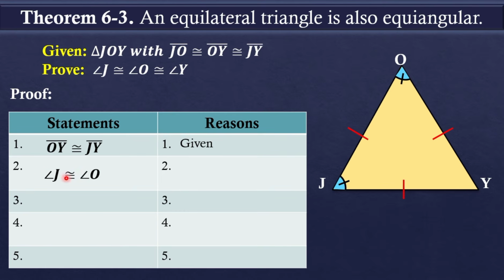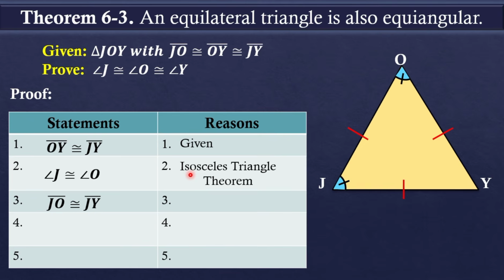So angle J is congruent to angle O. So that is by Isosceles triangle theorem. So here, we are already applying the Isosceles triangle theorem, that if two sides are congruent, ibig sabihin congruent din yung opposite angles nila. Okay?